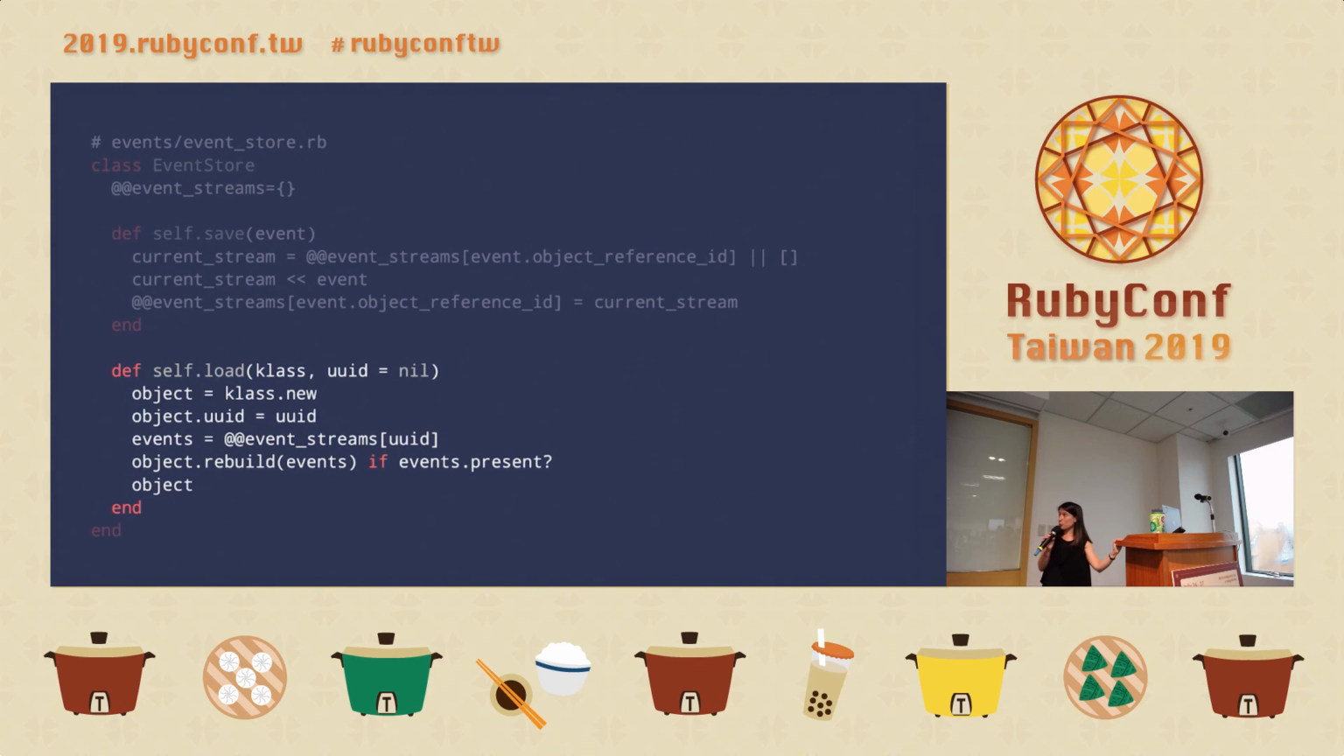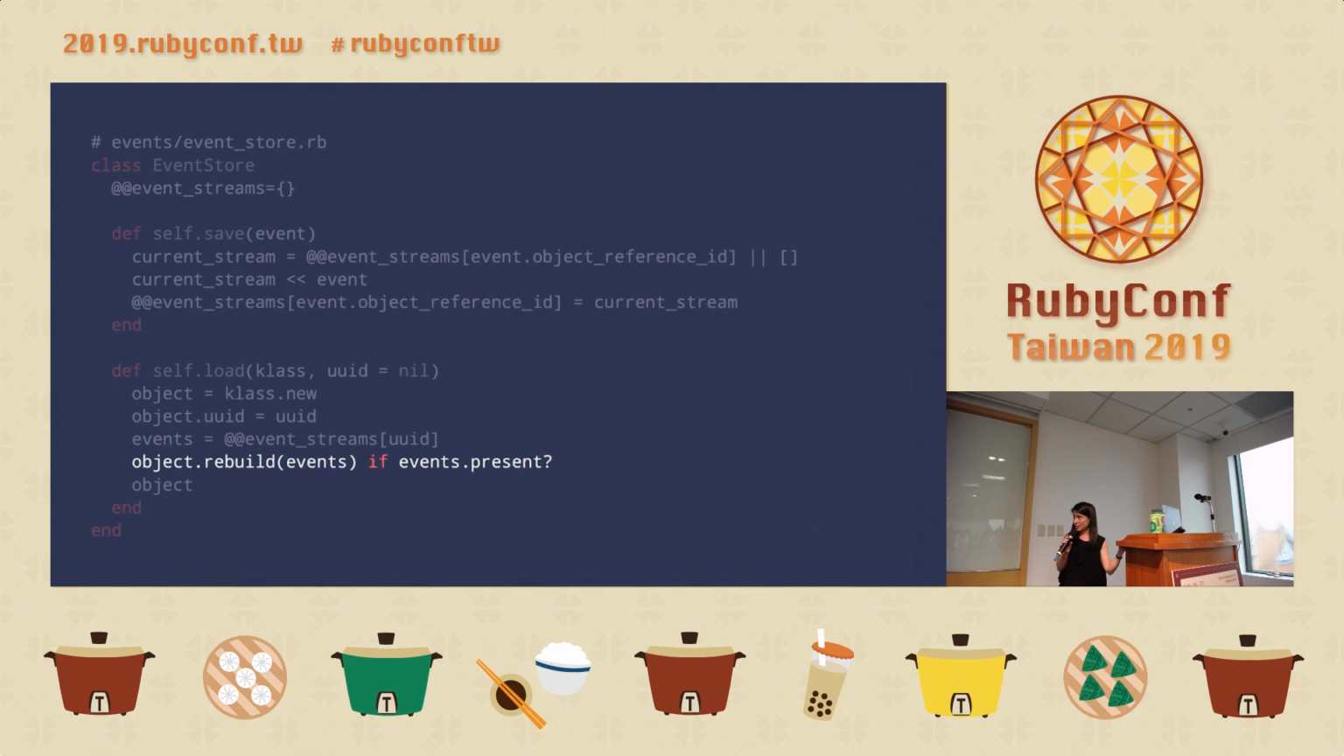Okay, so what about rebuilding the object from our events? We'll always start with a new instance of the object and assign a unique identifier if it's given. We'll find all of the events that are associated with that identifier, and then if they exist, we will rebuild the object from those events. You can imagine if we have no identifier or no events, we're simply initializing our object.